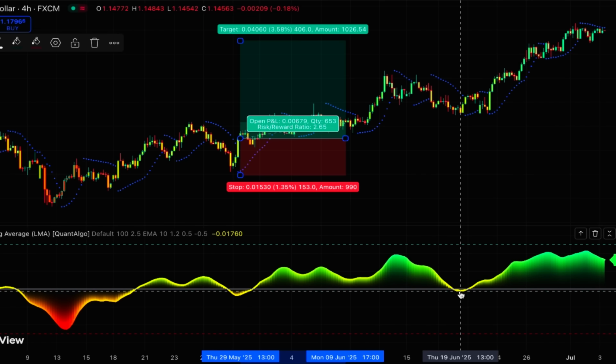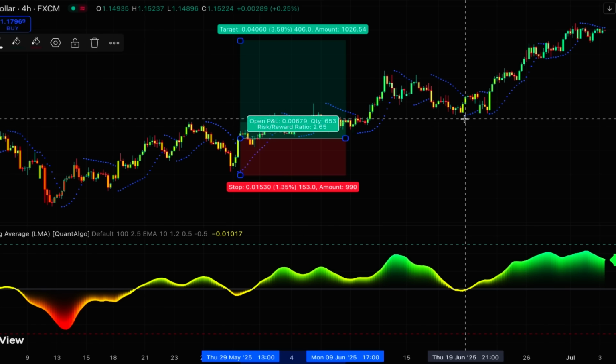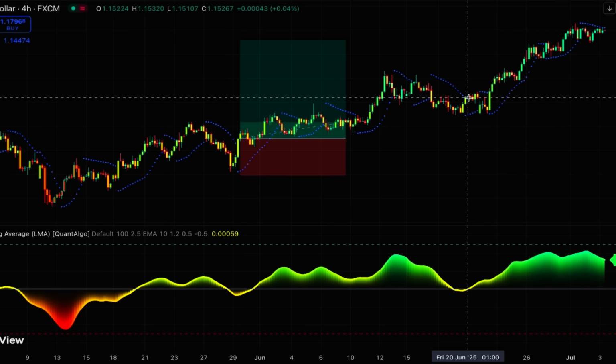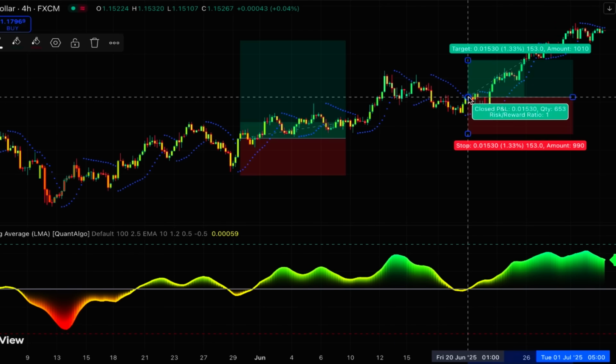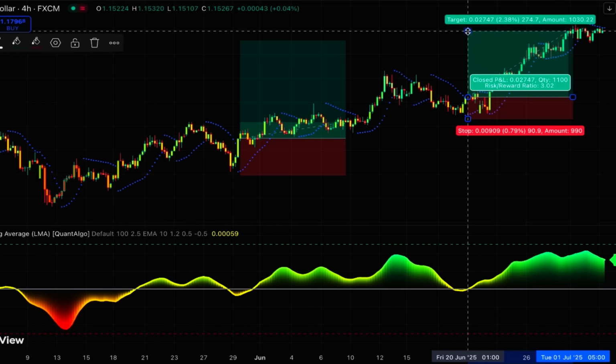For this purpose, from here we focus on parabolic SAR to get the first dot below the price, which happened here at this point. So here the buy signal is confirmed, and we can enter a long position at this point when the new candle is opened. The stop loss below the previous swing low, and profit target at 1.5 risk to reward ratio.